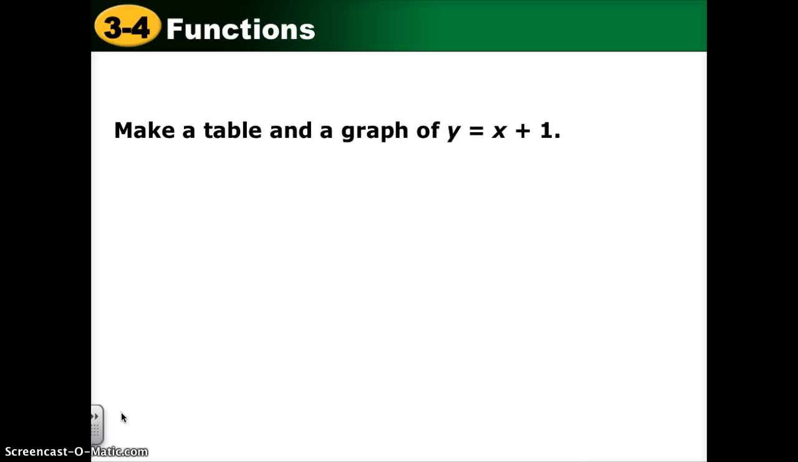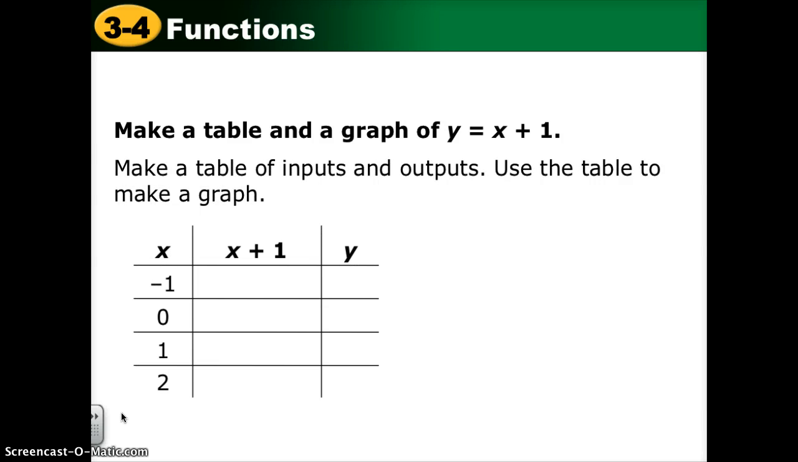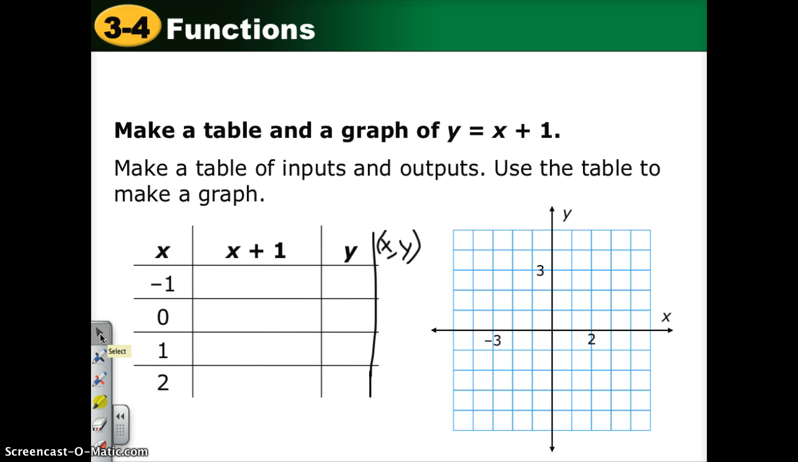Okay, let's get to our essential question and make a table. We want to make a table and a graph of y equals x plus 1. We've made tables before, and this is how we set them up. We have our x column, x plus 1, and then y. And if you remember, we also added an extra column, and this will help us with our graphing of x comma y. So let's fill in our table.